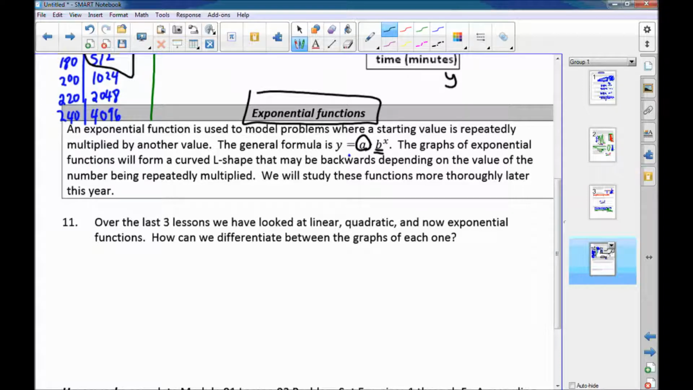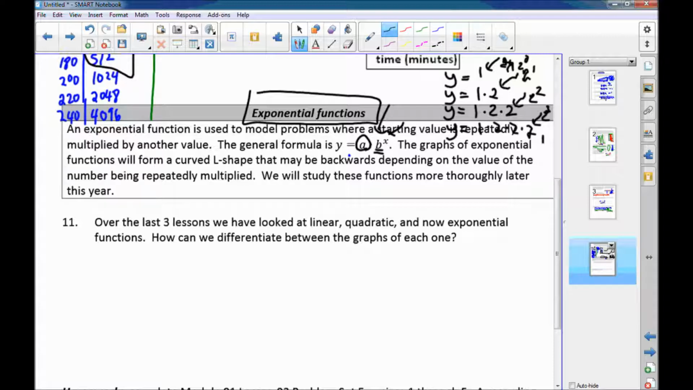The first time we get the bacteria, it's just 1. The second time, it's 1 times 2. The third time, it's 1 times 2 times 2. And then the fourth time is 1 times 2 times 2 times 2. So you can see this is powers of 2. This is 2 to the first power, 2 to the second power, 2 to the third power, and that one is 2 to the 0 power. So this B part is what we're doing, doubling, tripling, or whatever, and then the X tells us how many times to do that.